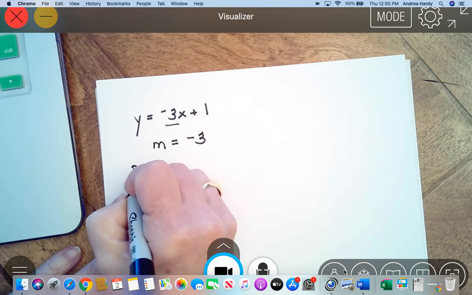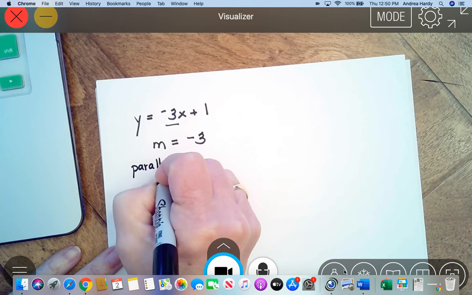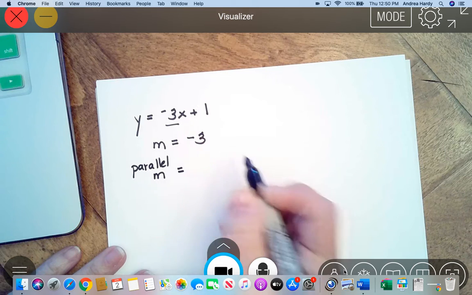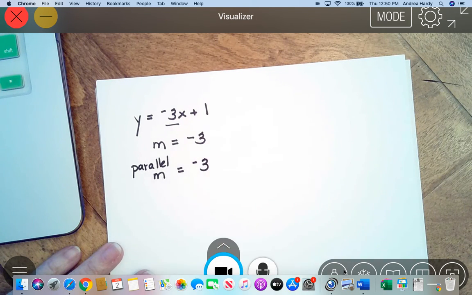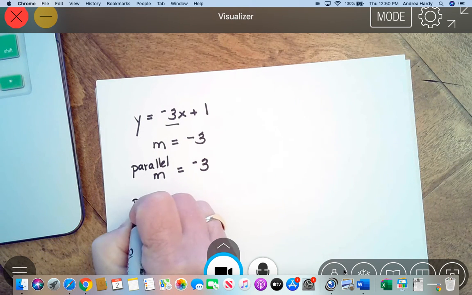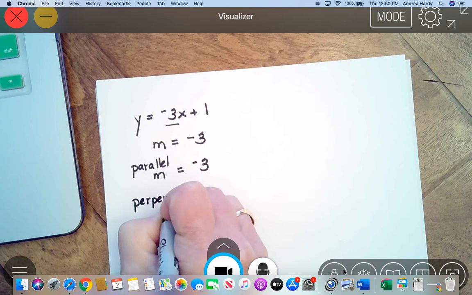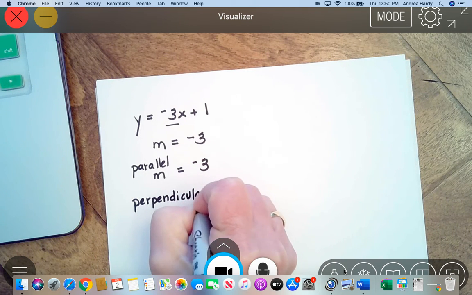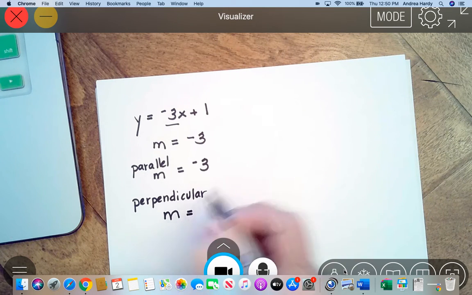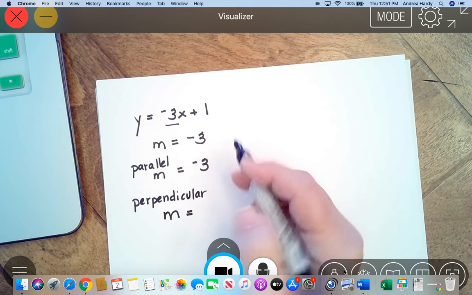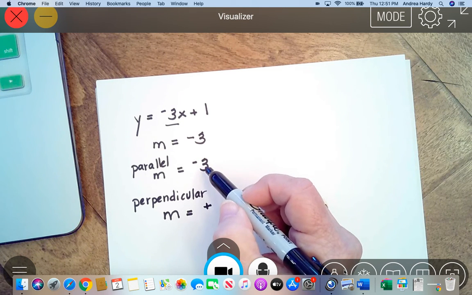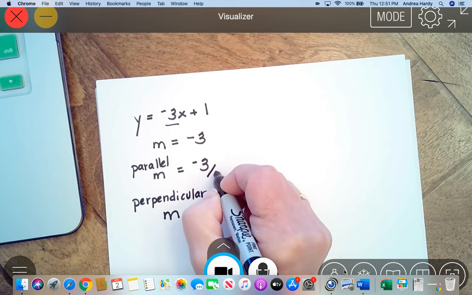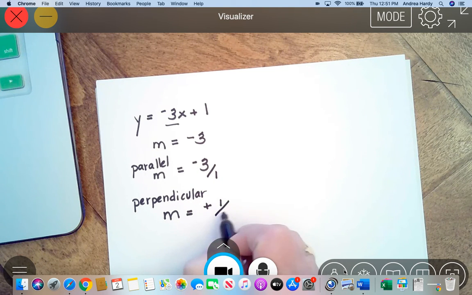A parallel slope is going to be the exact same thing. Remember, the slopes are the same, so it's going to be -3. Just the y-intercept would be different. And a perpendicular slope, I'm going to switch the signs. This one's negative, so it will become positive, and flip it. If there's nothing there, it's like it's over 1. So it will be 1 over 3.